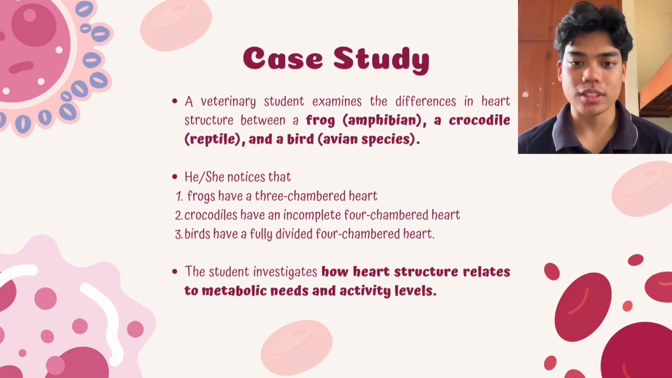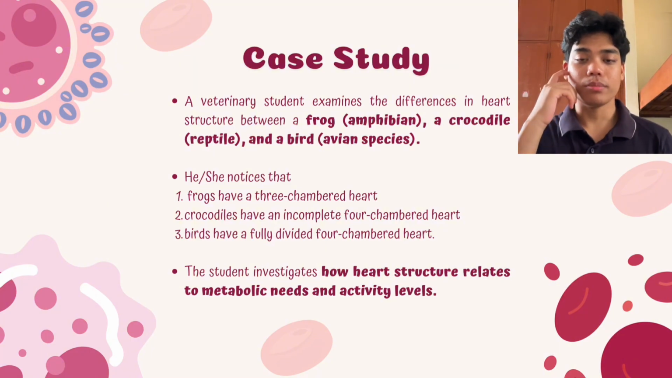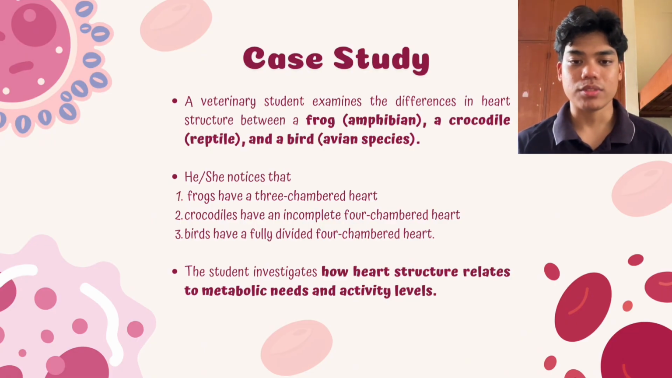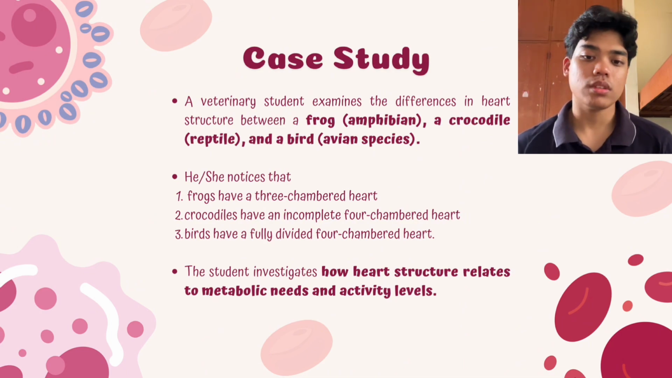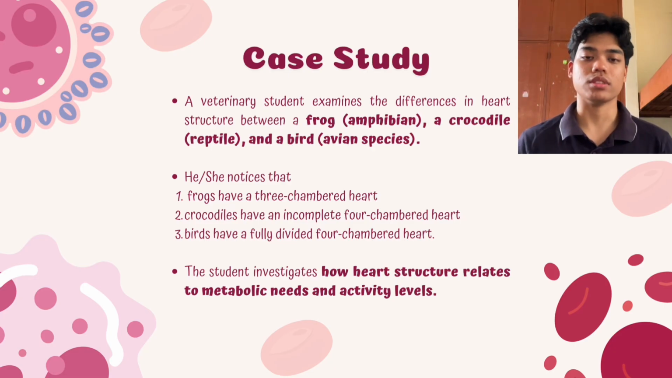And the case study that we as a group will be focusing on is about a veterinary student that examines the differences in heart structure between a frog, which is an amphibian, a crocodile, a reptile, and a bird, which is an avian species. He or she notices that the frogs have a 3-chamber heart. Secondly, the crocodiles have an incomplete 4-chamber heart, and the birds have a fully divided 4-chamber heart. Thus, the student investigates how heart structure relates to metabolic needs and activity levels.